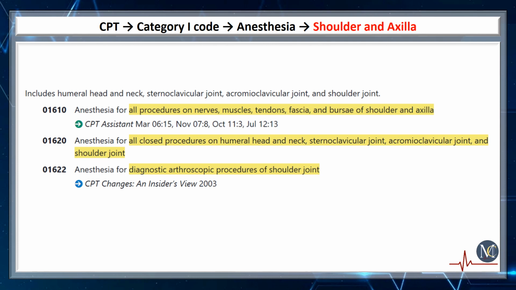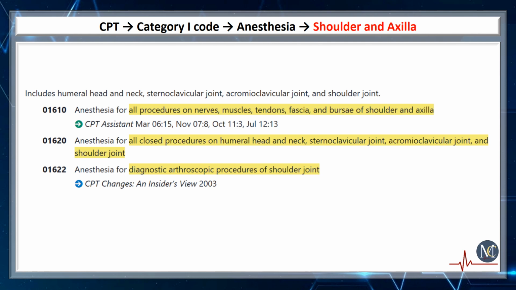The humerus bone is located in the upper arm between the shoulder joint and elbow joint. It is the largest bone of the upper extremity. Sternoclavicular joint is the link between the clavicle or collarbone and the sternum or breastbone. The acromioclavicular joint is the joint in the shoulder between the collarbone or clavicle and scapula.